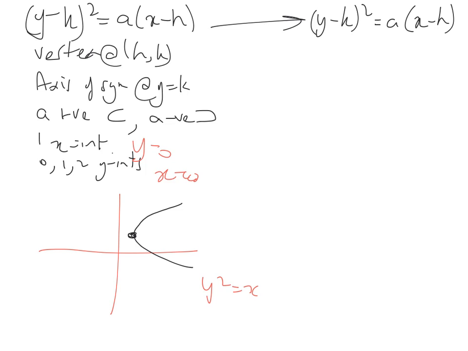So we've got our vertex here at h and k, and also the axis of symmetry there at y equals k. Now, this arrow, why do I have this arrow here? Well, this was actually not a function, sorry if I've called it that, because if we do a vertical line test, it crosses twice, so it's not a function.